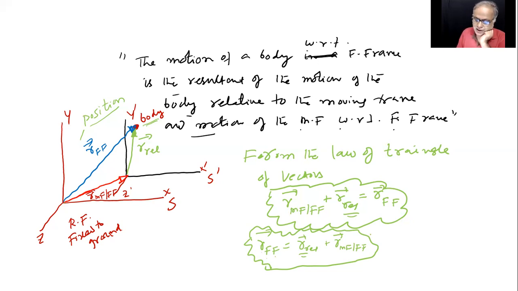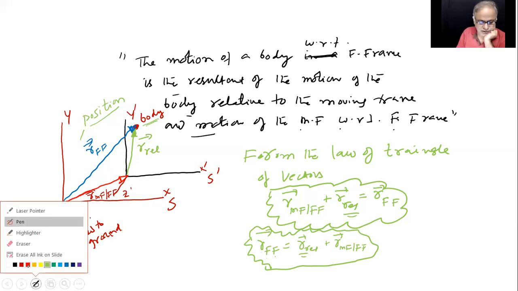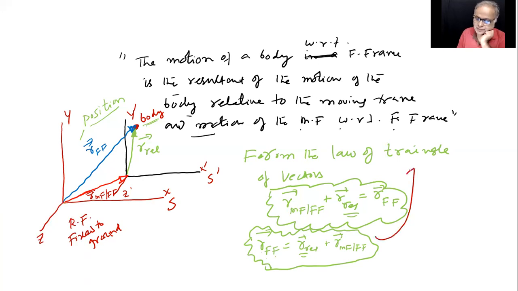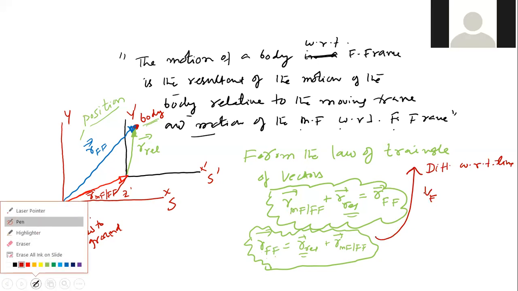Now, for example, differentiate this with respect to time. What will I get? Velocity of a body. Shall I write straight away? dR_F by dt, should I write? I'm saying that in words, I need not.